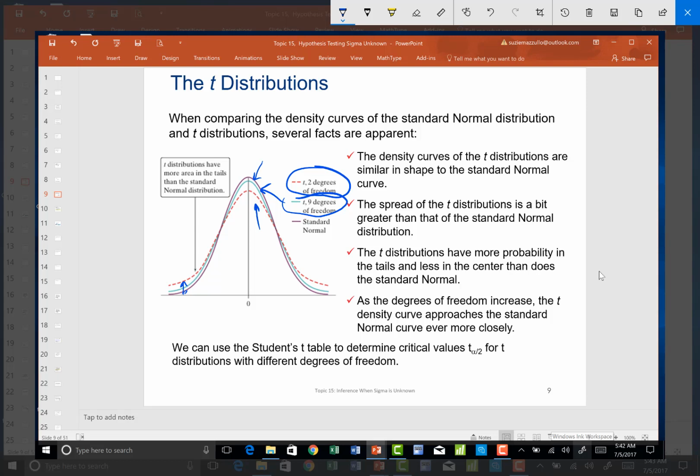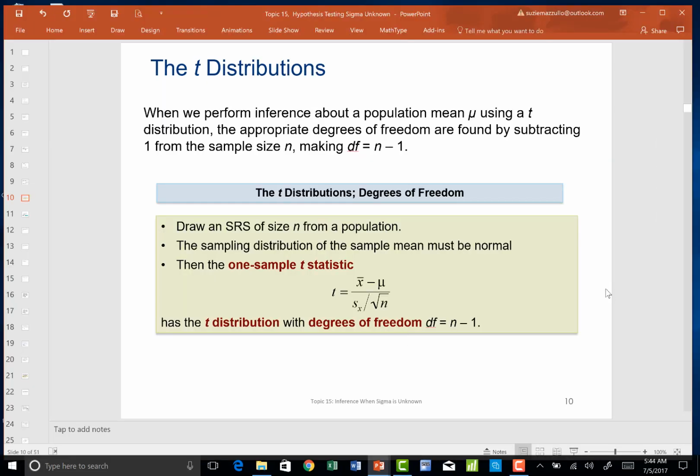So what's a degree of freedom? A degree of freedom, which is abbreviated DF, is just your sample size minus 1. As your sample size increases, your student t distribution starts to look more and more like the normal distribution. Our one sample t statistic looks like x bar minus mu, over our sample standard deviation divided by the square root of n, where in order to use our table, we need to know the degrees of freedom. And we said the degree of freedom is n minus 1.